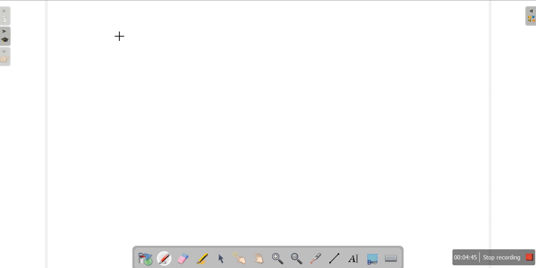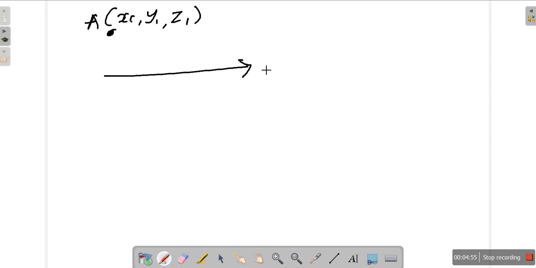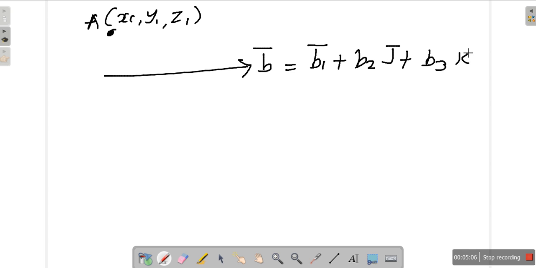Suppose this is a point, say x1, y1, z1. This is a vector b bar, say b1 i bar plus b2 j bar plus b3 k bar. Now we will draw a line parallel to b bar, and let us take a point R (x, y, z), which is any point on this line.